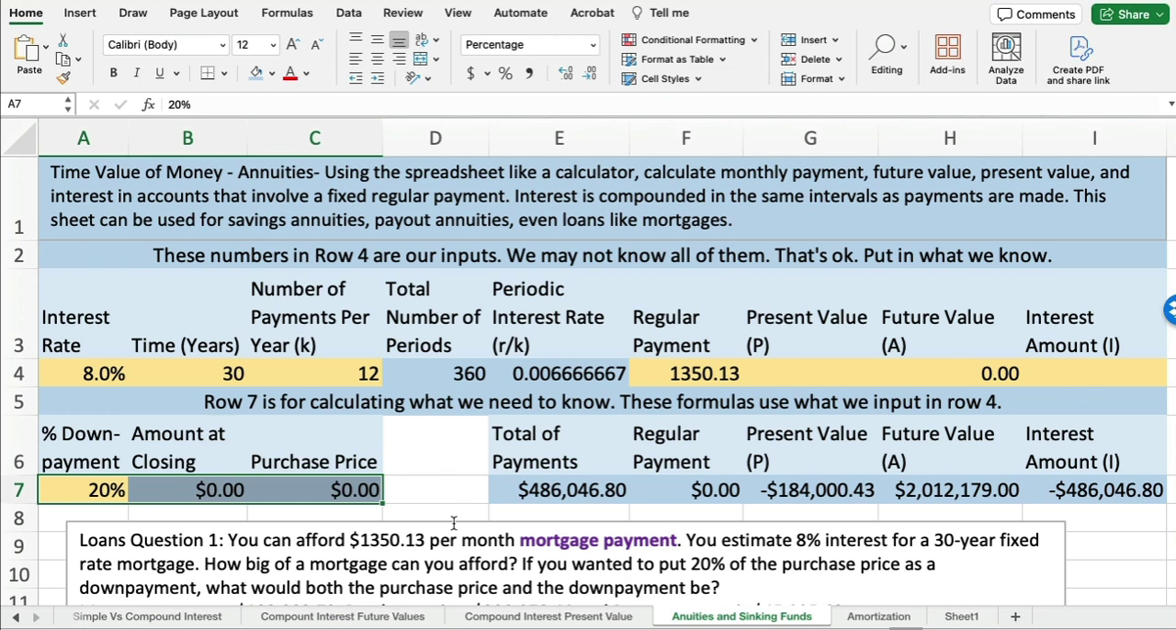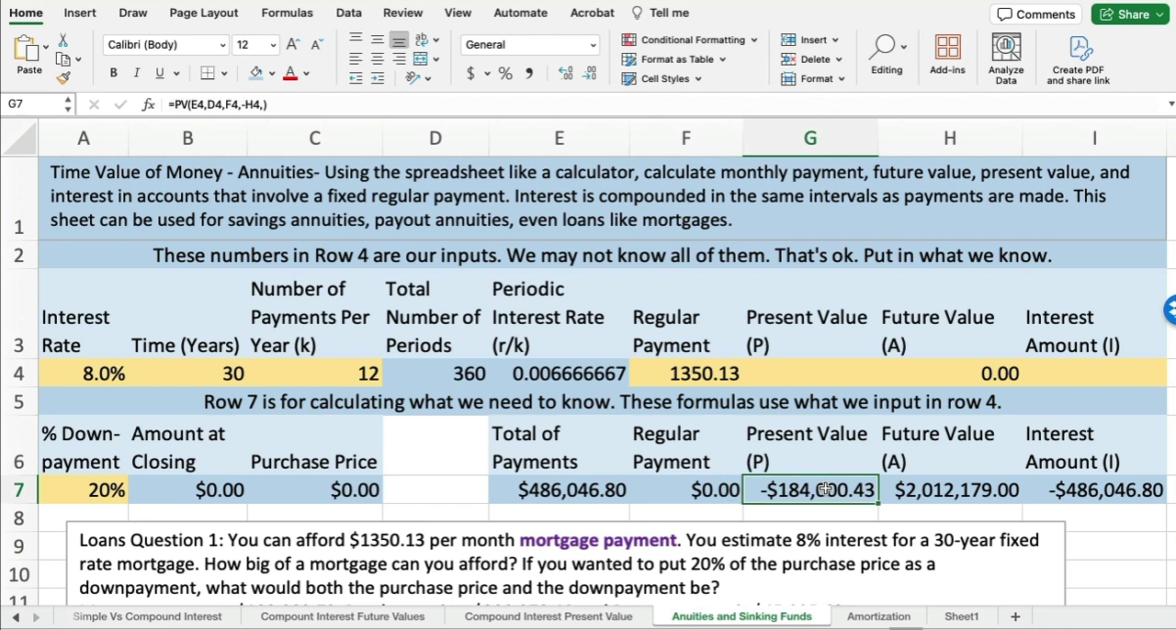So we can look at our question. The question asks if you can afford a certain amount per month as a mortgage payment, and then you estimate the interest rate. So there's our interest rate, 8%, that's in A4, and then it's a 30-year fixed rate mortgage. So the time in years is 30, and the number of payments per year is 12. If it doesn't state that outright, you just assume it's 12. But it does say that you're paying 1350.13 per month. Okay.